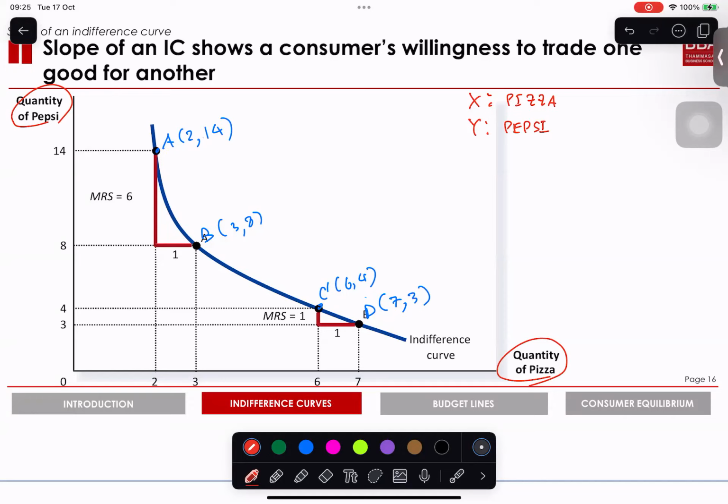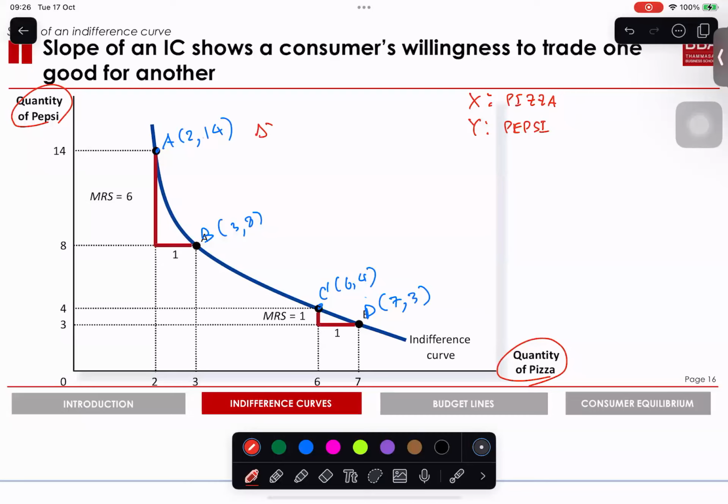Basket A, this person has plenty of good Y, Pepsi, and only a few slices of pizza. He has more of good Y relative to good X. You can notice this. Then he is not thirsty, he is hungry when he stays here. And then we ask him, hey, if you want to get a slice of pizza, how many Pepsi do you want to trade, exchange with? And this guy said he is willing to give up 6 units of good Y.